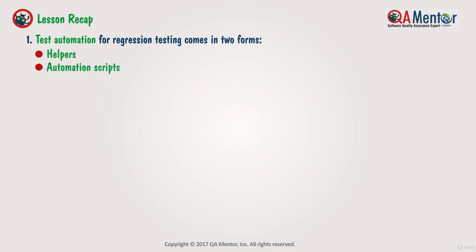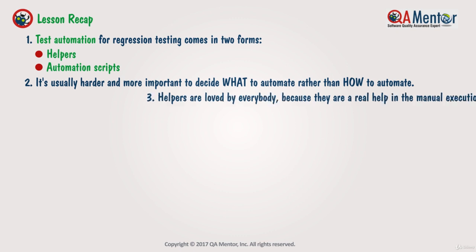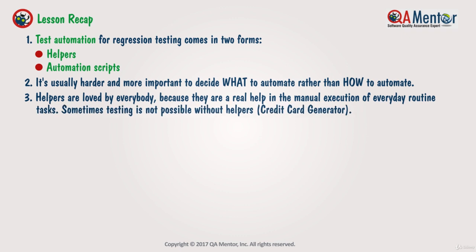Lesson recap. 1. Test automation for regression testing comes in 2 forms: helpers, automation scripts. 2. It's usually harder and more important to decide what to automate rather than how to automate. 3. Helpers are loved by everybody because they are a real help in the manual execution of everyday routine tasks. Sometimes testing is not possible without helpers.